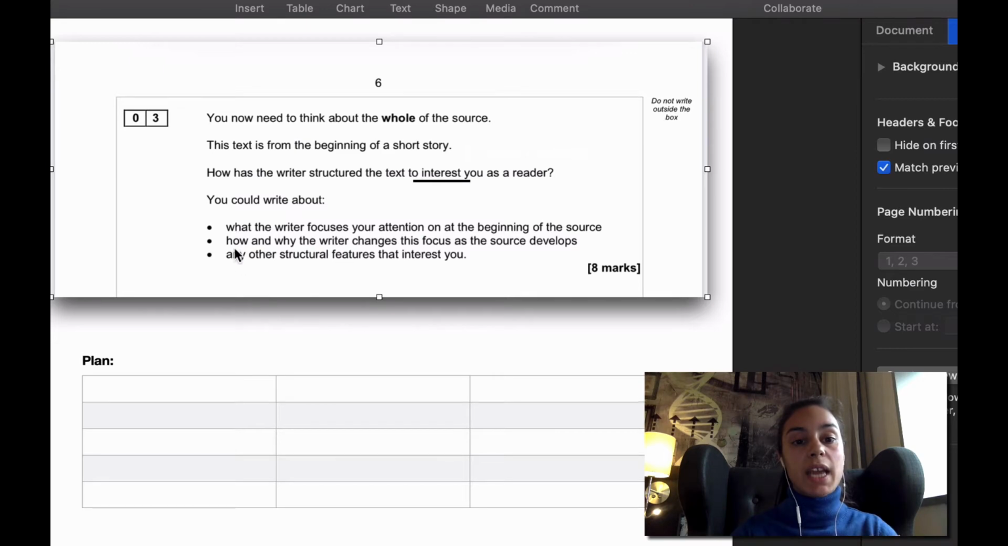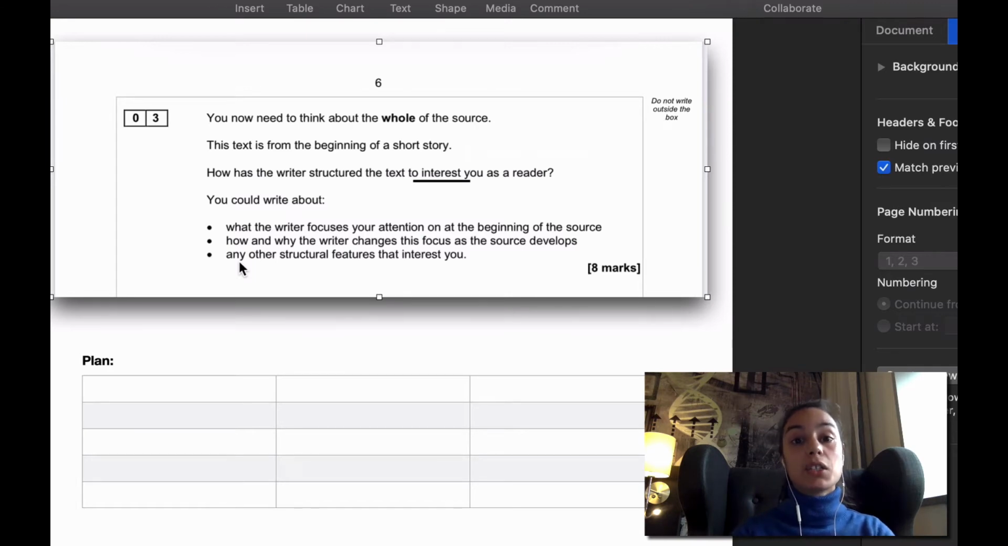And then the third point is any other structural features that interest you. This gives you leeway to talk about something else that you find interesting that hasn't been specifically mentioned. Because when we're looking at question 3 and doing your English language exams, there's a lot of leeway in the marks for valid answers. But if you do not talk about what the writer brings your attention to in the first part and how it changes, because there is a change, as they've told you in those little clues, in those bullet points, unless you've got something really great to say that is fully backed up with evidence from the text, you are not going to get those 8 marks.